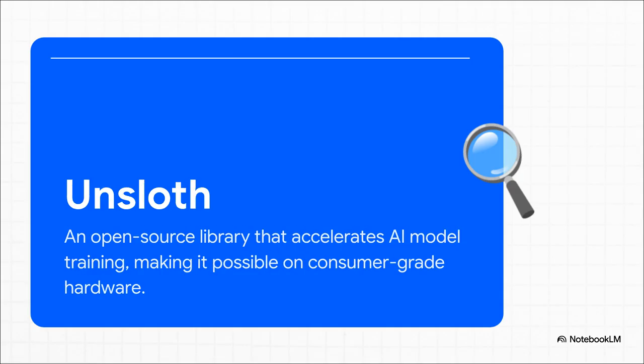And that brings us to the second piece of the puzzle, Unsloth. If GRPO is the training plan, then Unsloth is like the high-tech workout gear. It's this awesome open-source library that just makes everything go way faster. It makes this kind of advanced training possible even on something like a free GPU you can get from Google Colab. It's a game changer.